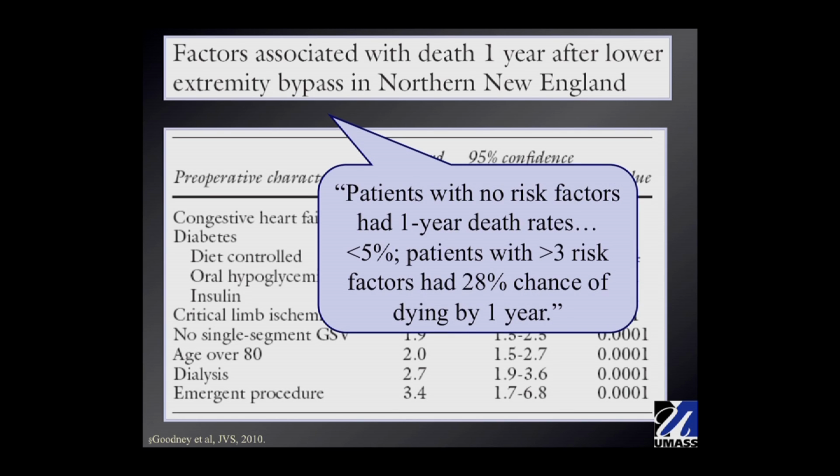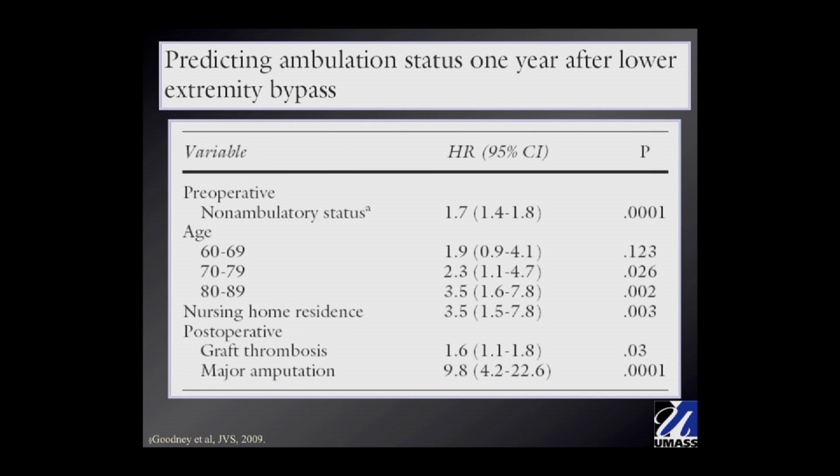And in this situation, we found that patients with no risk factors had a 1-year death rate less than 5%, whereas patients with greater than 3 risk factors had a 28% chance of dying within 1 year. We then looked at ambulation status, and not surprisingly found that their preoperative ambulatory status was an independent predictor, along with their age, whether they were in a nursing home, and some of their postoperative events.